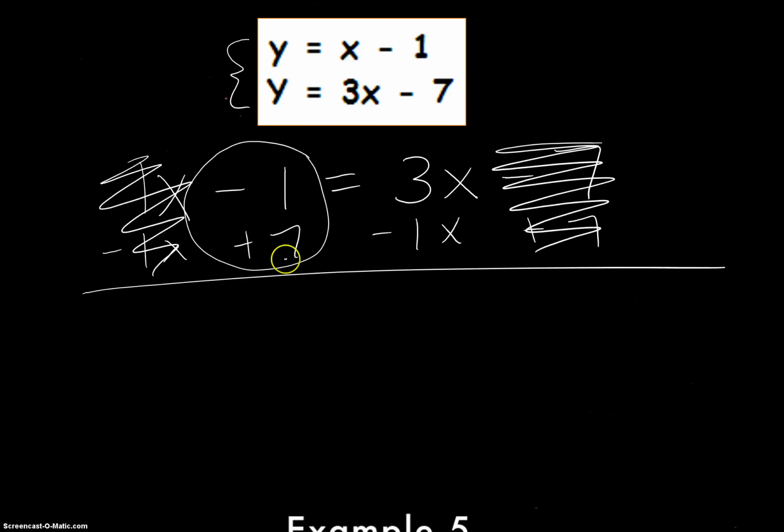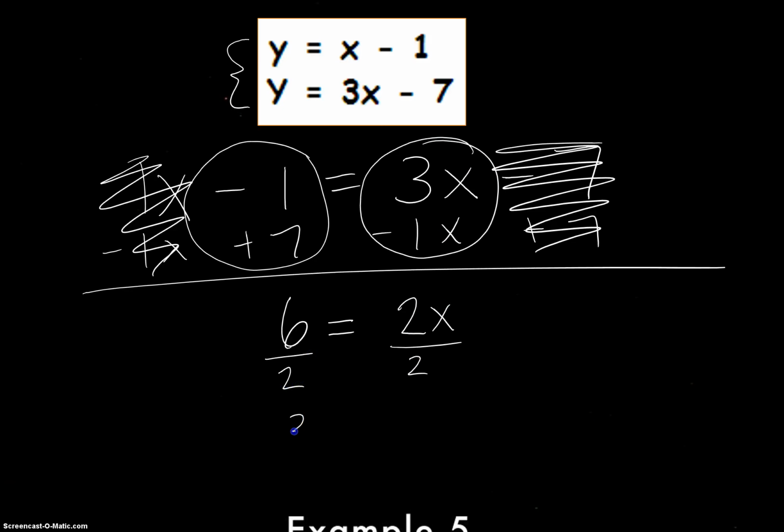I have negative 1 plus 7. They're different signs, so I'm going to subtract. And 7 minus 1 gets us 6. On this side, I also have different signs of a positive and negative, so I subtract. I get 2x. To isolate my variable, I divide both sides by 2, and I get an answer of 3 is equal to x.